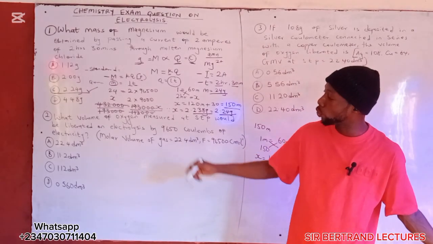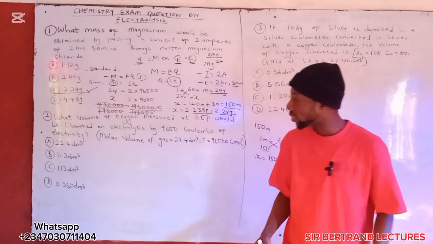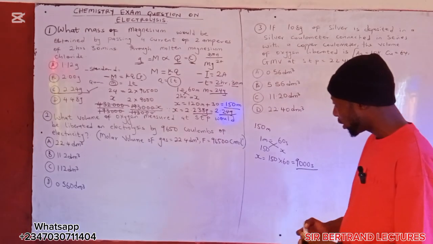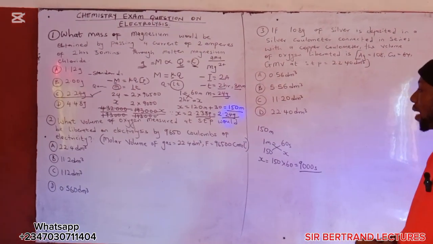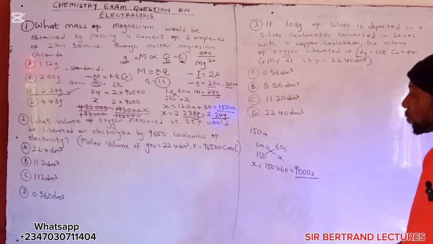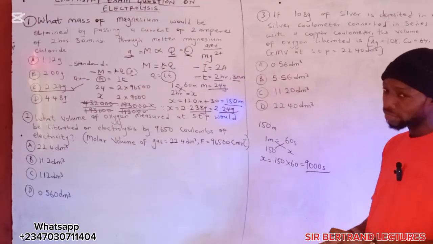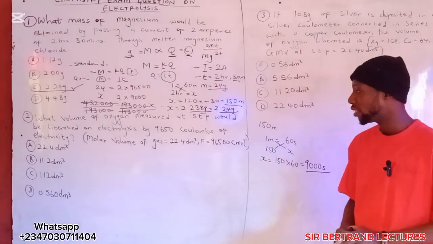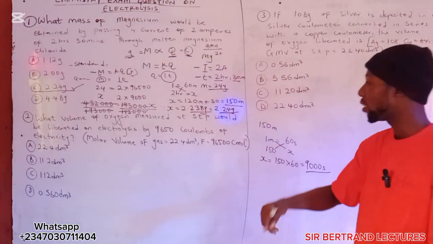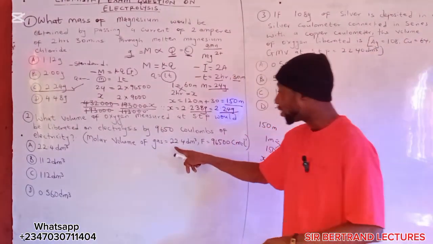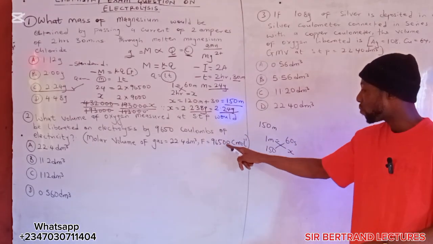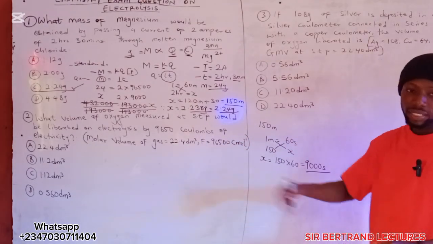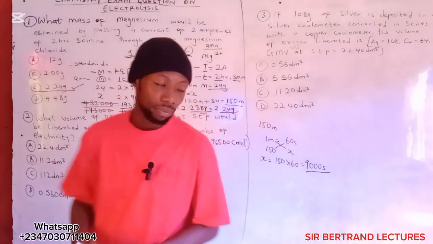Let's go to question number 2. And the question states, what volume of oxygen at STP would be liberated on electrolysis by 9,650 coulombs of electricity? The molar volume of gas is 22.4 dm cube. 1 farad is 96500 coulombs. This I told you in the last video.